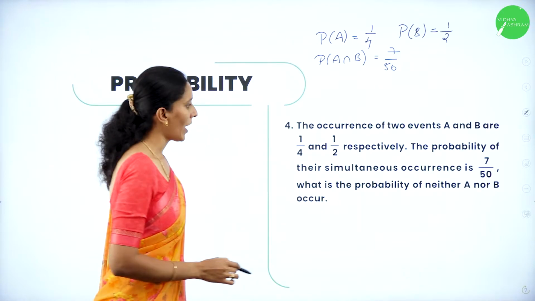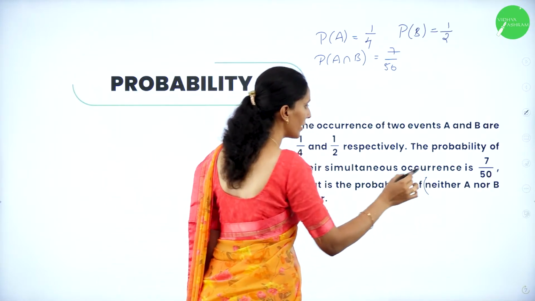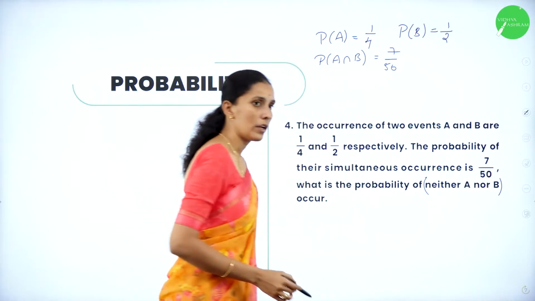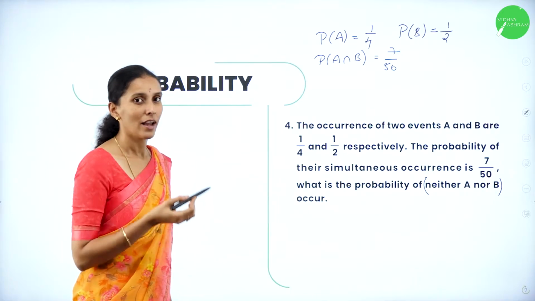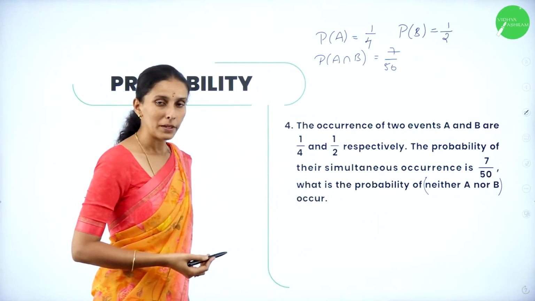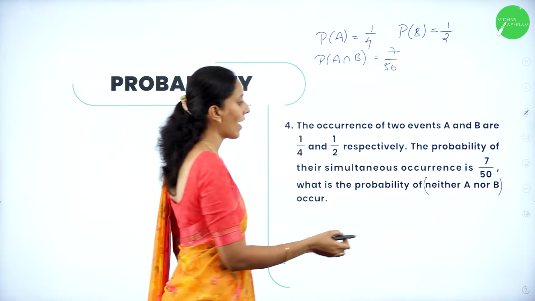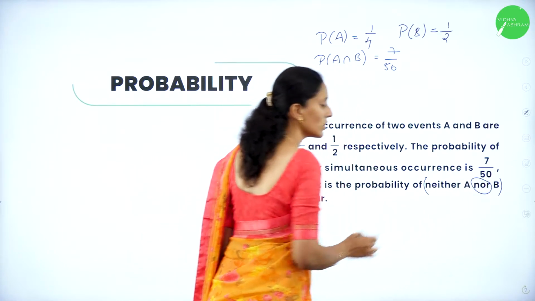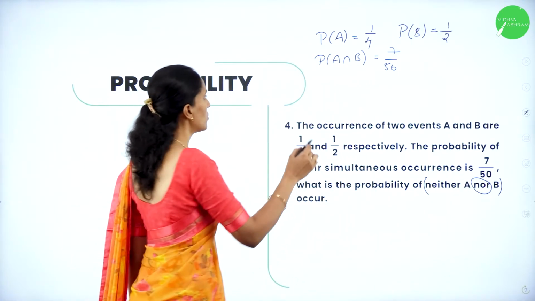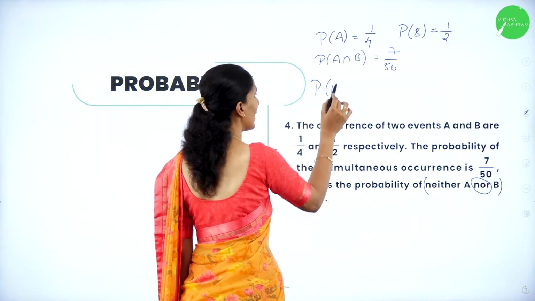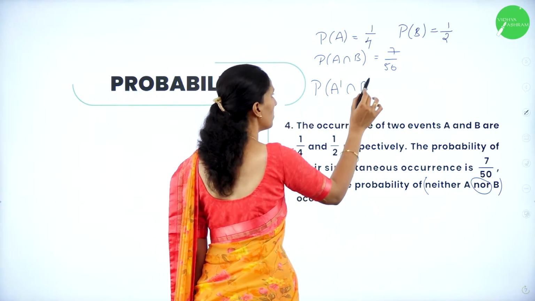So I have to calculate the probability of neither A nor B. Remember, neither A means A complement, neither B means B complement. Since we have nor here, we are going to use intersection between them. So I am supposed to calculate A complement intersection B complement.